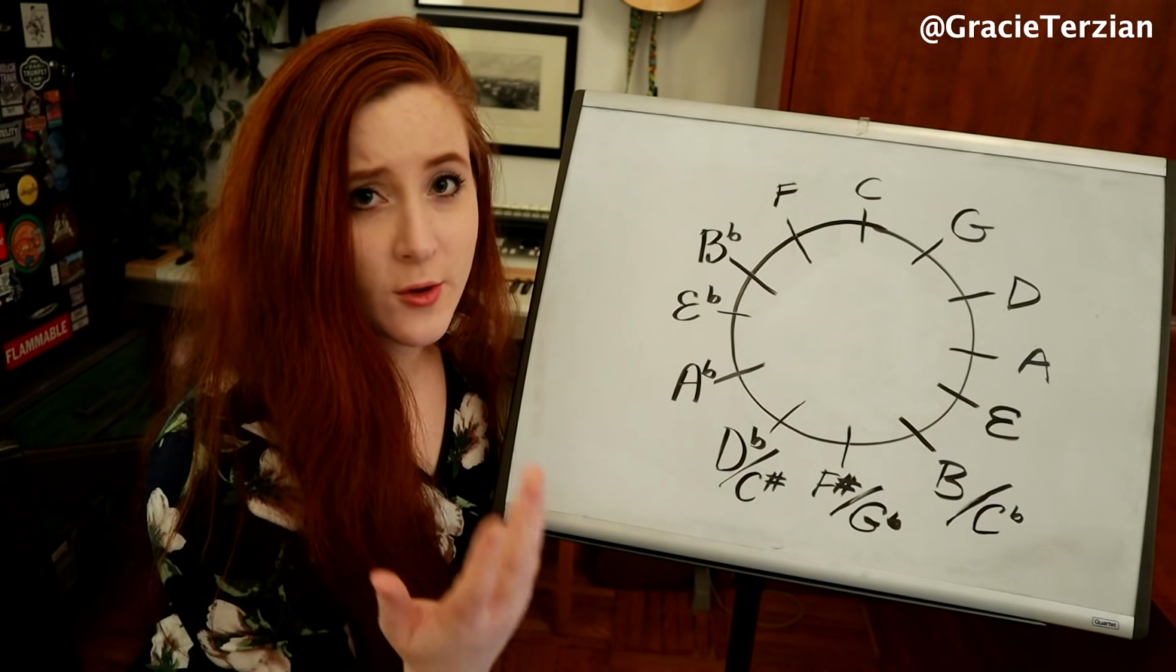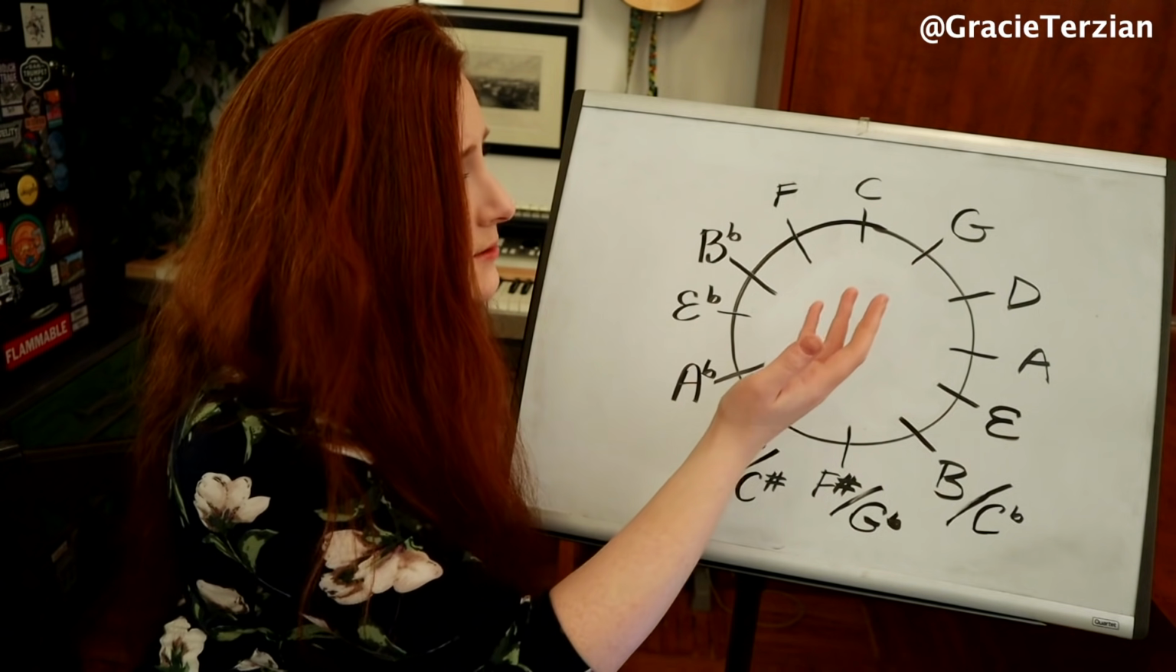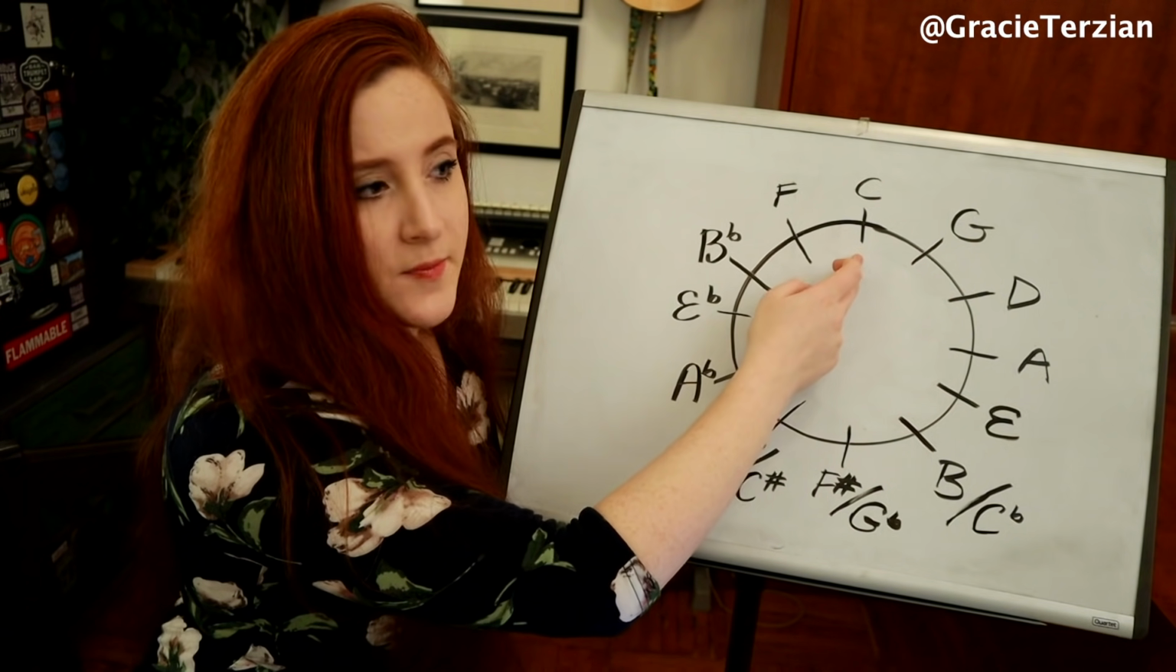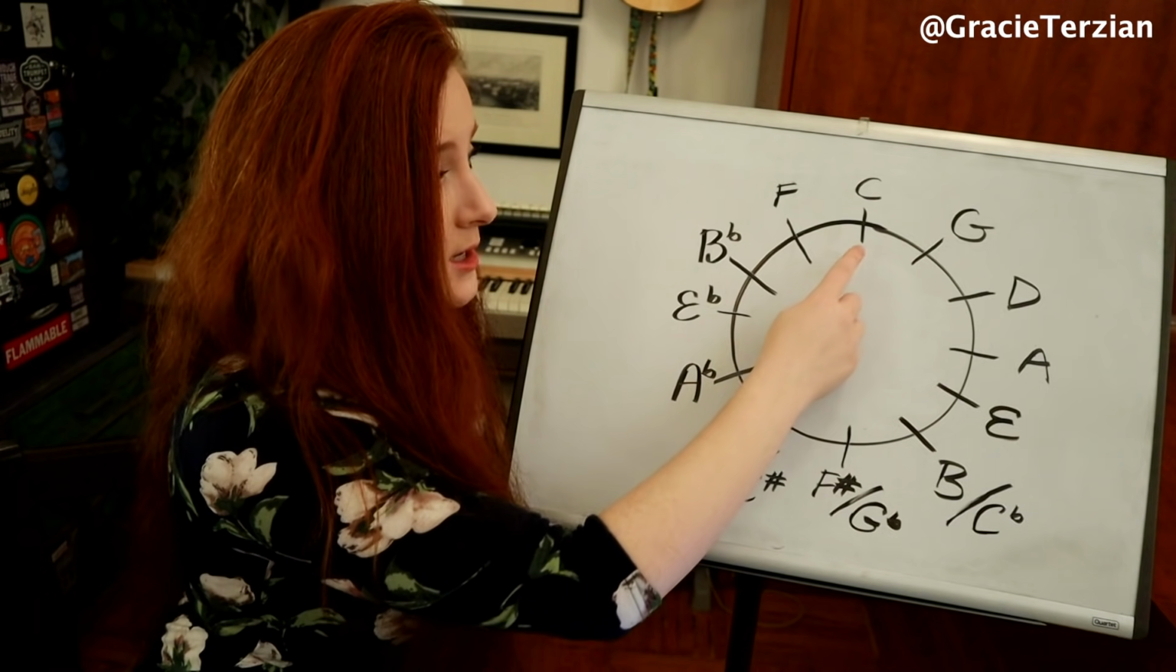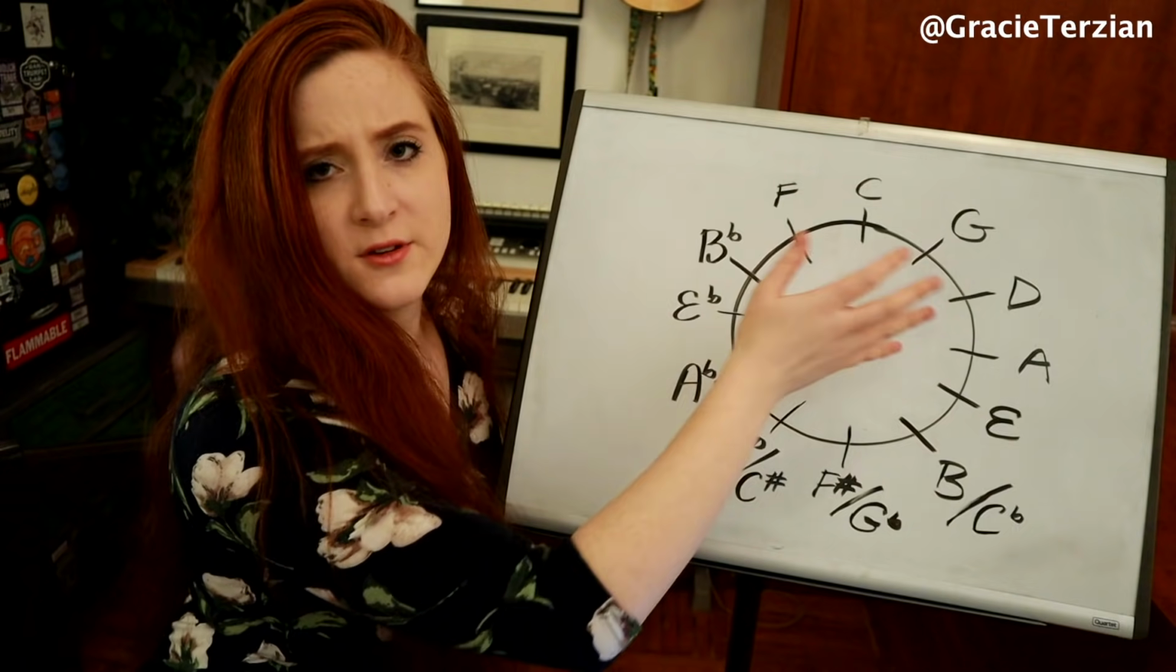And why is it important to know how close certain key signatures are to one another? Well, if I were playing a song in, let's say, the key of C major, it's very common that when you're playing in a certain key signature, you borrow chords from the key signatures that are very close to it.